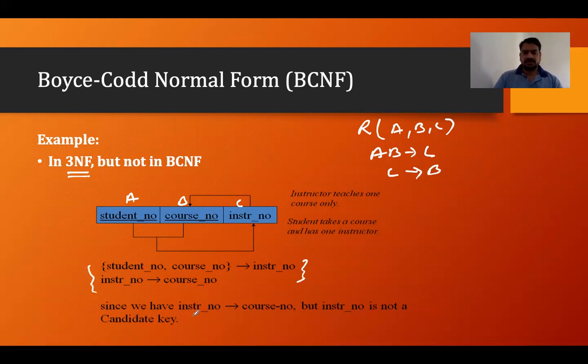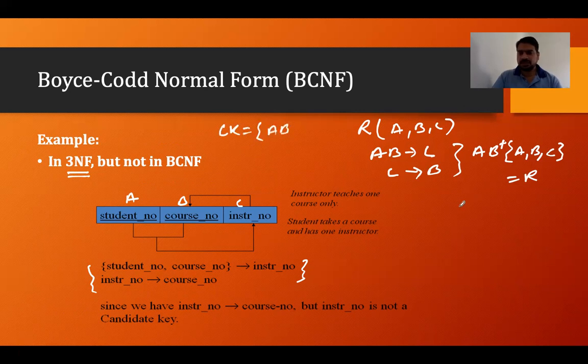Here C determines B, but C is not a candidate key. So let's find out the candidate key. What is a candidate key? Let's find the AB closure. A is determining something? No. B is determining something? No. A, B together determine something? Yes, they determine everything, which is equal to R. It means the candidate key is AB.